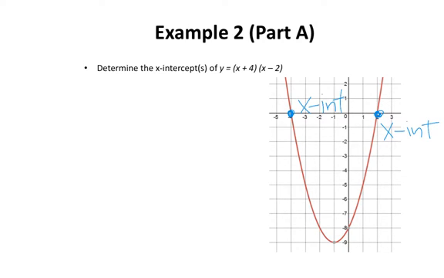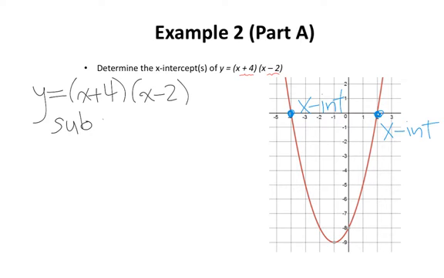You'll notice something interesting. The values of negative 4 and positive 2 closely resemble these numbers, except the signs are opposite. So there must be a mathematical way of figuring out these x-intercepts, and there is. I'm going to begin by rewriting my equation, which is y equals x plus 4 multiplied by x minus 2. To find the x-intercept, you're going to sub y equals 0. So I'm going to replace the variable of y with 0 in brackets.